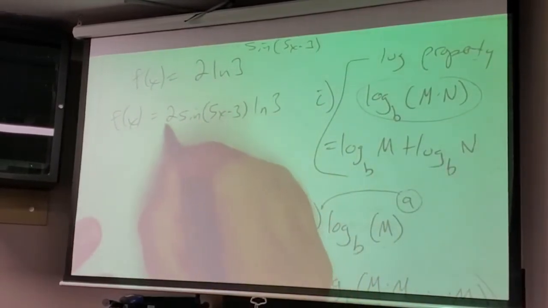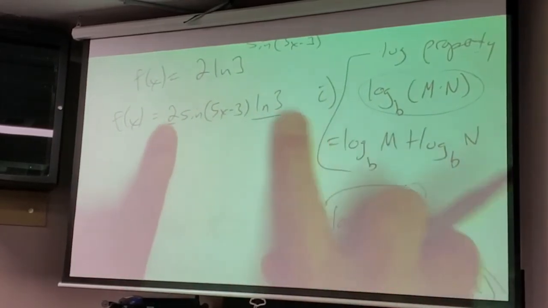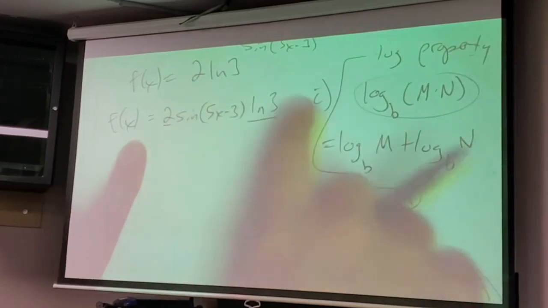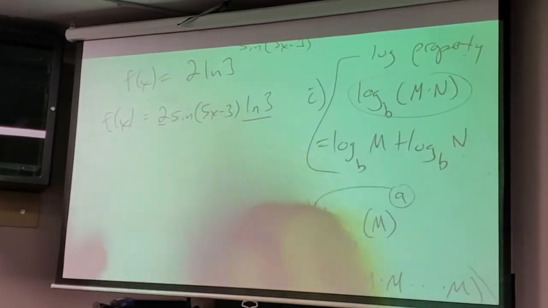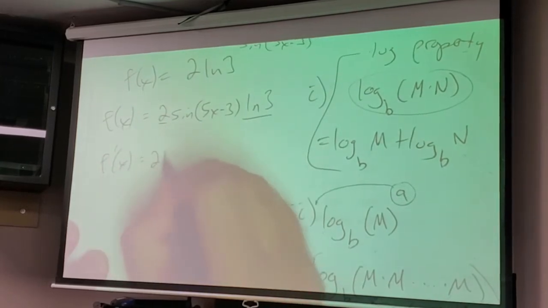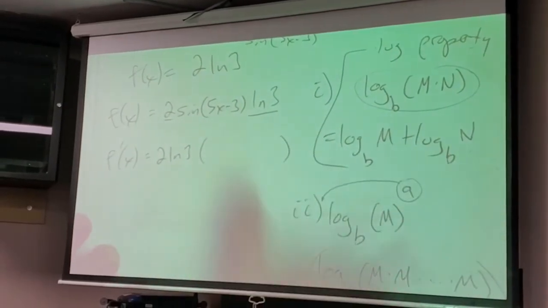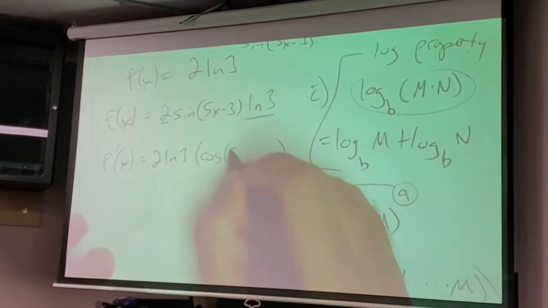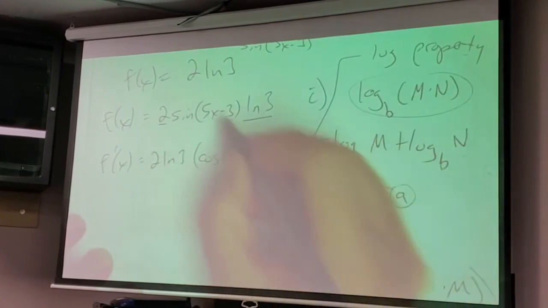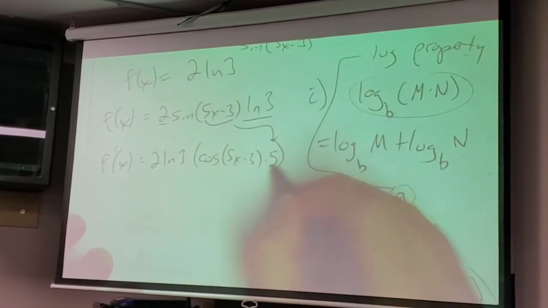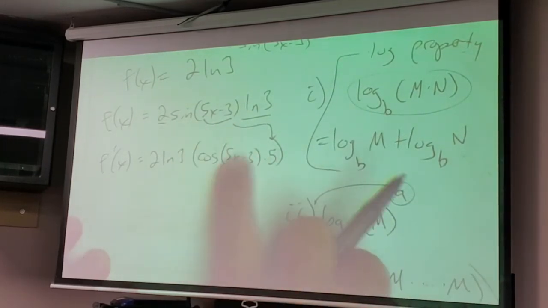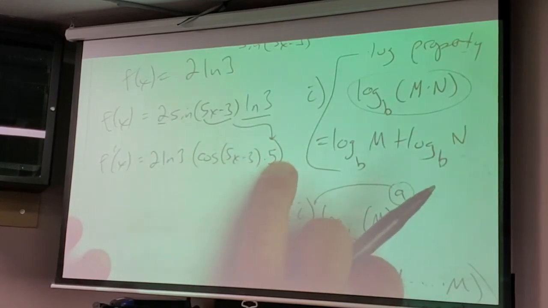What is this? A number. Not zero. So how many functions are in this? One. So f prime is going to be the constant times, what's the derivative of sine of something? Cosine of something, times the derivative of the inside, which is 5. Chain rule, right? Derivative of sine is cosine of stuff times the derivative of stuff. That's just chain rule.